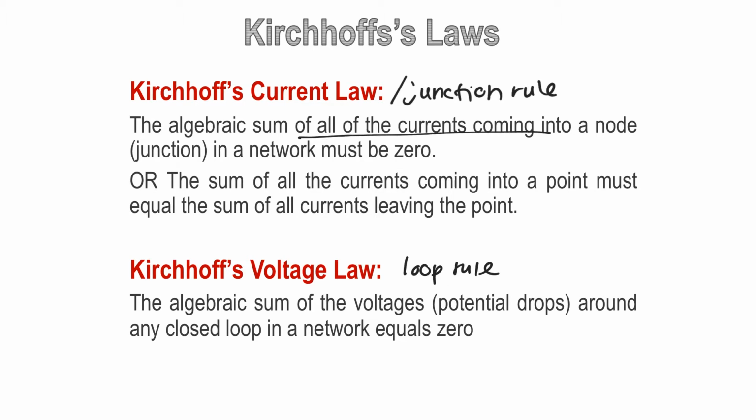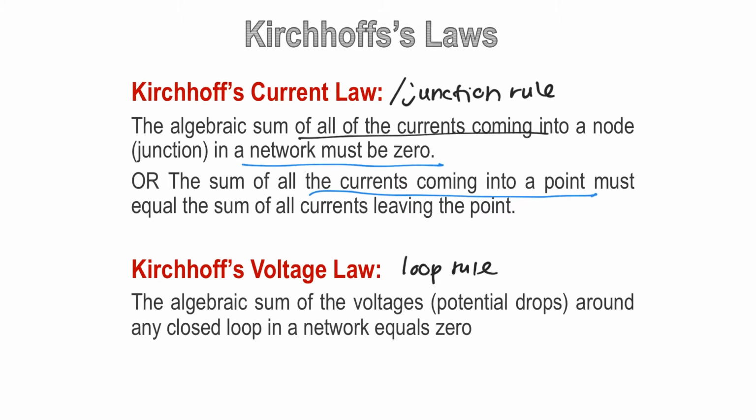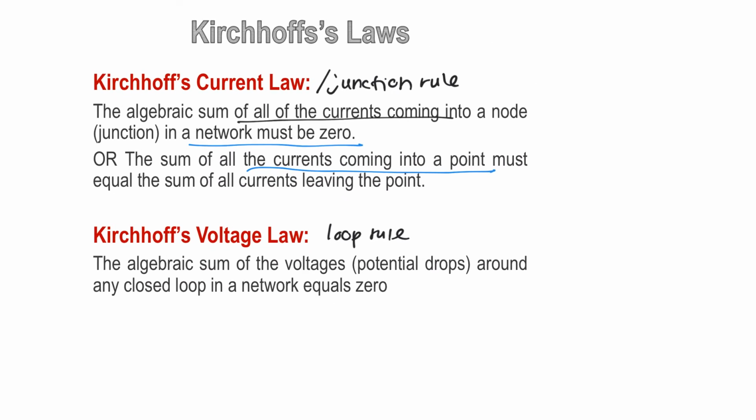Kirchhoff's current law states that the sum of all the currents coming into the knot, or junction, in a network must be zero. Or the easiest way to understand it: the sum of the current coming into the point must equal the sum of current leaving the point. For example, if you have a junction like this and the current going in is 5 ampere, the combination here is going to produce 5 ampere. That's what we mean by current coming into the knot, or junction, which must equal the sum of all the current leaving the point.